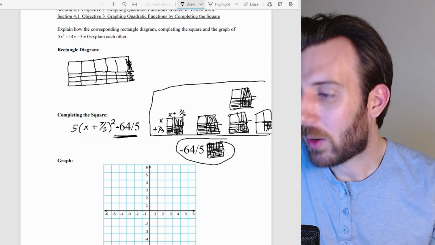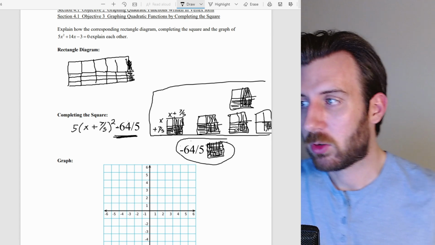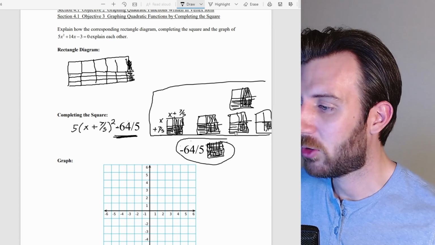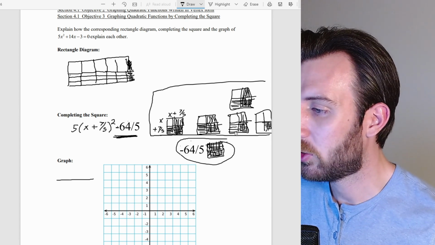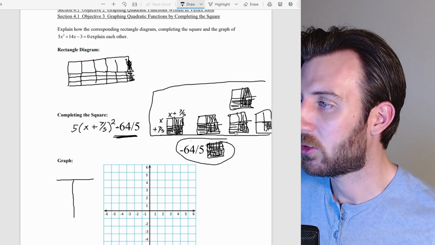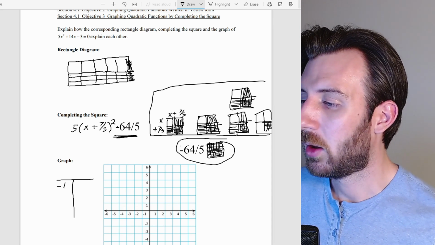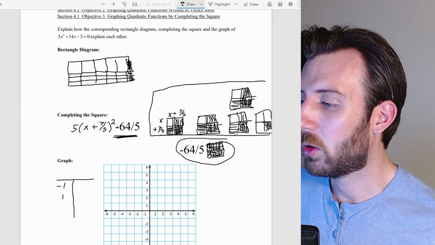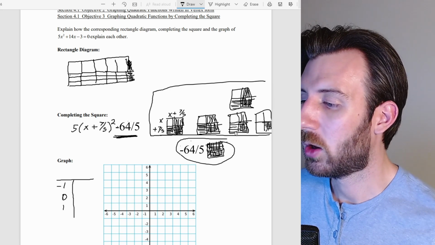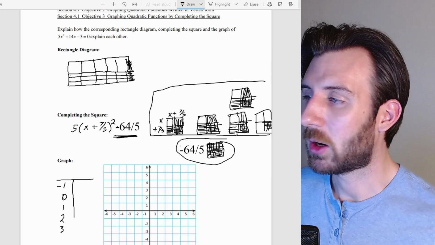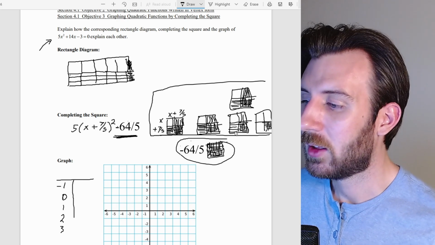All right, what about the graph? How could we graph this entire thing out? Well, maybe we'll start off with just how we graph anything, a table of values, and we'll see how it all connects. So let's do a table of values. Maybe I'll look at -1, let's do 0, let's do 1, let's do 2, and let's do 3. And we're going to plug that into here each and every time.